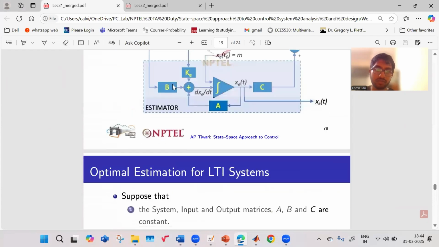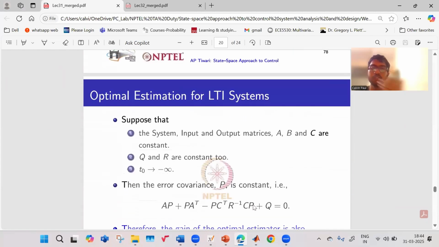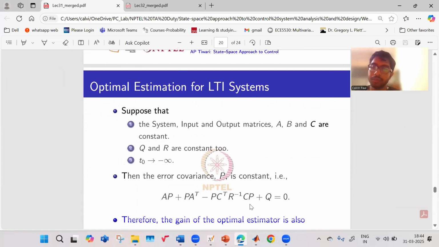We have to solve this equation: AP plus PA transpose minus PC transpose R inverse CP plus Q. And we have done earlier, like for state feedback and other things, that this P matrix should be positive definite. For it to be positive definite, P11 has to be greater than 0, and the determinant of the P matrix also should be greater than 0. So you have to make sure that this is satisfied. If it is not satisfied, then you have to reject that solution. So that has to be taken care of very, very carefully.